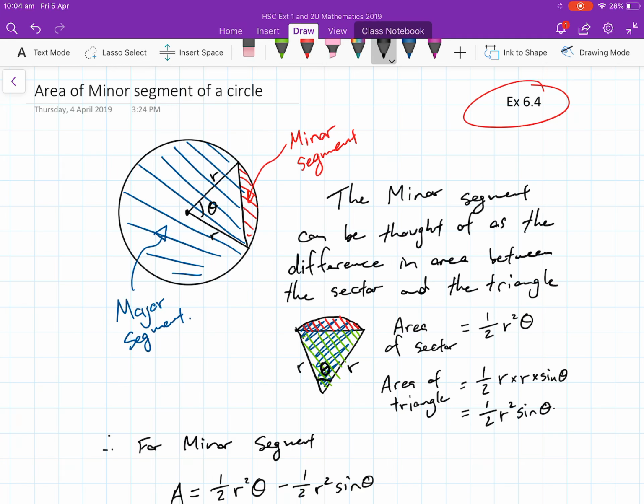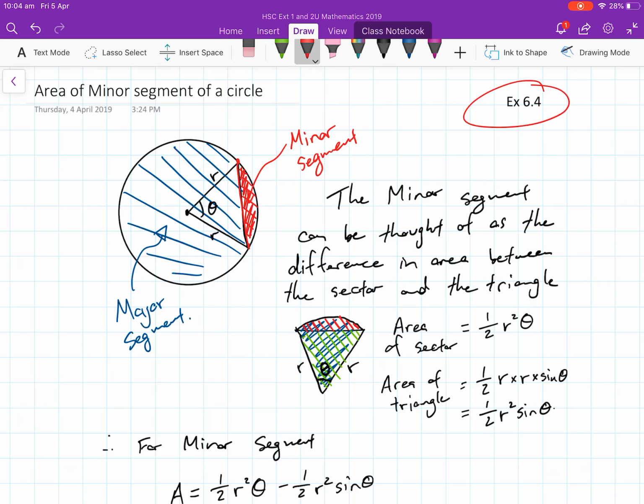Hello everyone. Talking about area of the minor segment of a circle. You notice here there's a diagram of a circle, and ignore the radius and stuff. The red highlighted part is cut off by a chord. A chord is this line here. A chord is a line that connects any 2 points on the circumference.